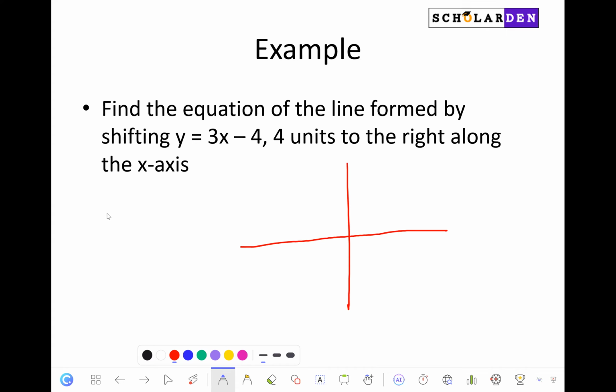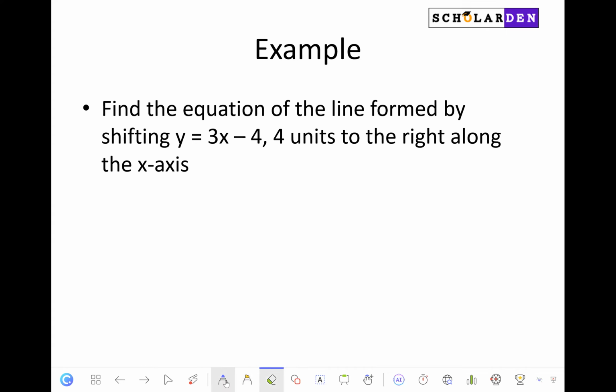Okay, so instead of drawing this, we get into the solution right away. We don't need to draw this. We just start solving mathematically. So first of all, because we're supposed to shift this line 4 units along the x-axis, we find out the x-intercept.